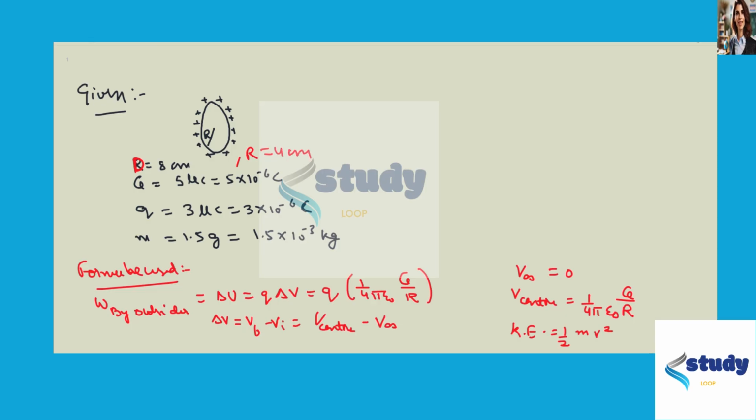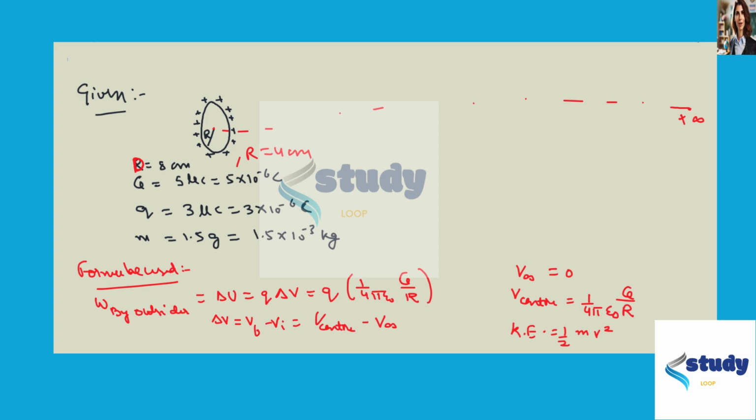And there is a charge on this ring which is equal to 5 microcoulomb. So 5 micro means 5 into 10 raised to minus 6 coulomb. And we are given that there is a 3 microcoulomb charged ball having mass 1.5 gram, which is brought from infinity, say from plus infinity, to the center of this ring.